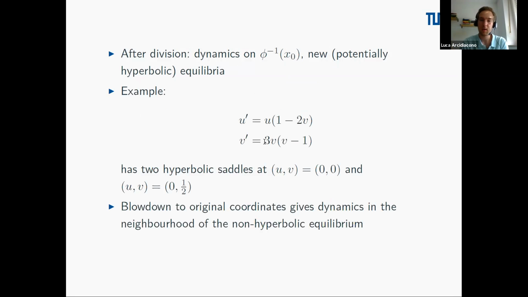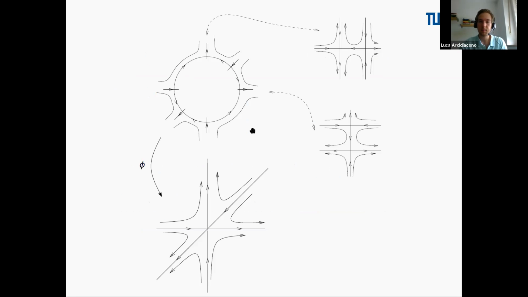Blowing down, meaning reverting the coordinate transformation using phi, we can then get information about the dynamics in the original system, so not in the UV coordinates, but back in the XY coordinates. This picture simply shows you how this blow up is defined and what it really does. Below we see the phase space in the XY coordinates, and the blow up mapping from, say, the circle times some interval. It maps the whole circle onto the equilibrium point.